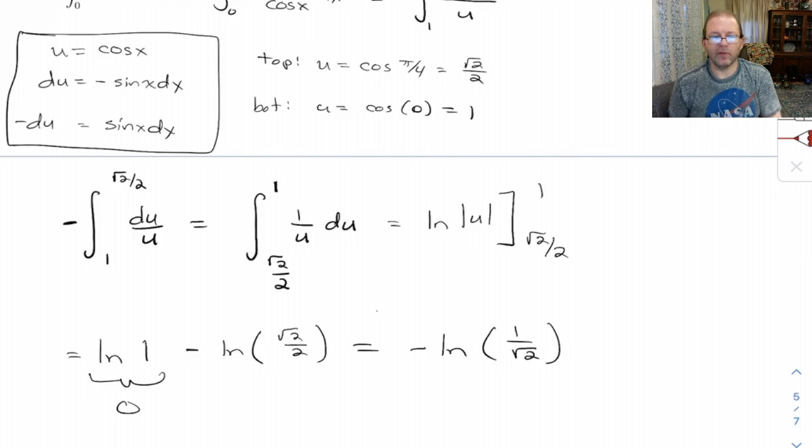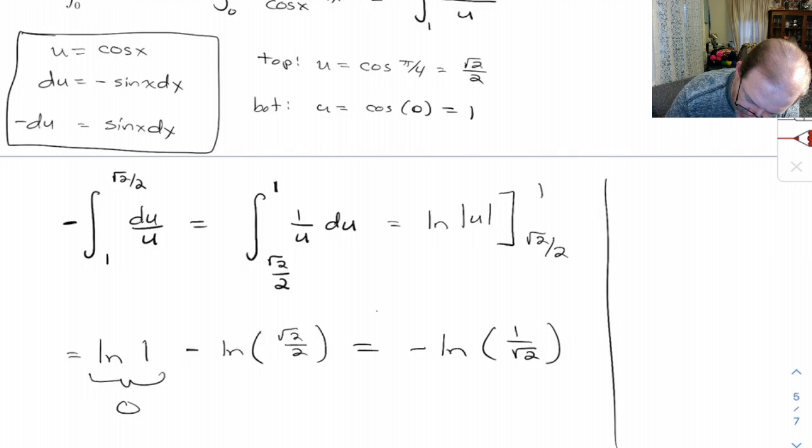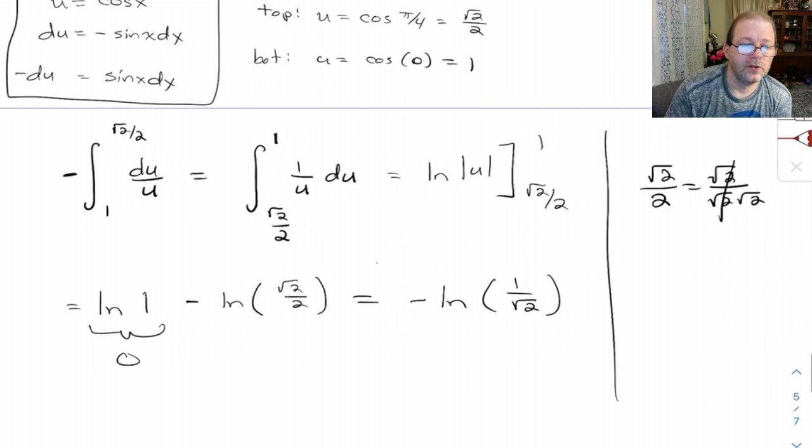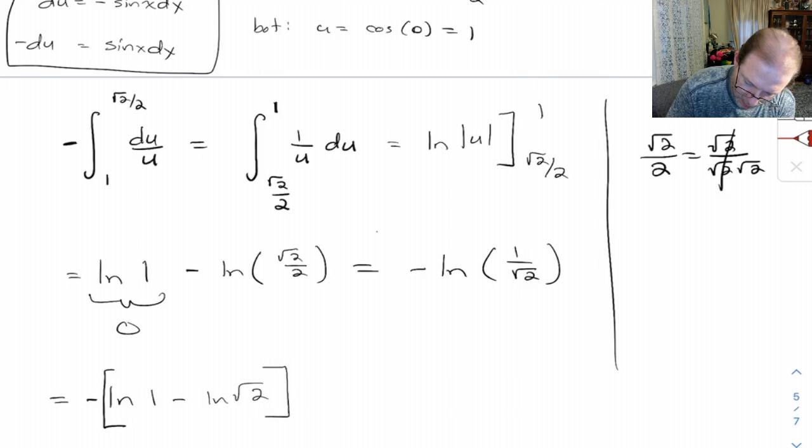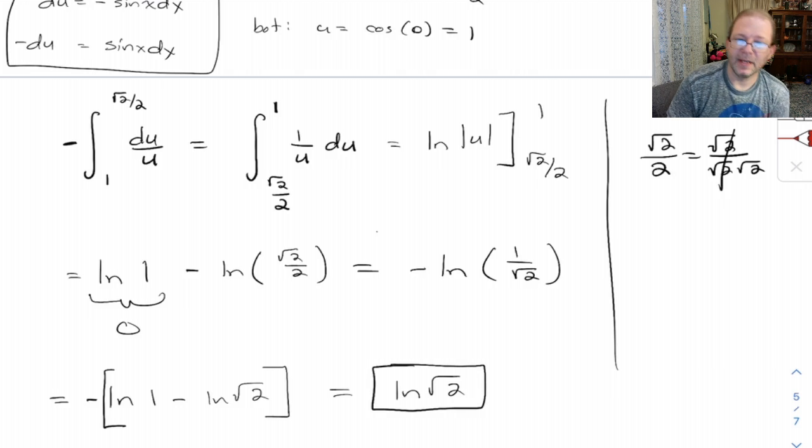I'm going to rewrite root 2 over 2 as 1 over root 2. You should realize those are the same thing, but if you don't, just check this out. If you've got root 2 over 2, you could factor the 2 into square root of 2 times square root of 2 and cancel. So anyway, I can rewrite it like that. And so I get minus ln of 1 minus ln root 2. And of course, distribute the negative across, you just get ln of root 2. And that's the exact answer.